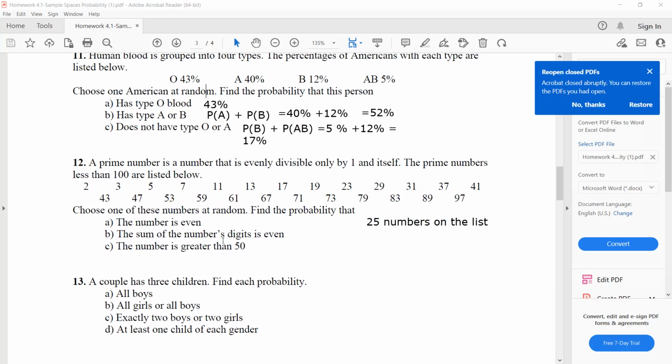Now, of those numbers on the list, the numbers from 2 to 97, how many of them are even? Just one. So if I want to write the probability that it's even, we go back to the number of ways to have the event. There's one way, and there's 25 numbers. So my probability is 1 out of 25.